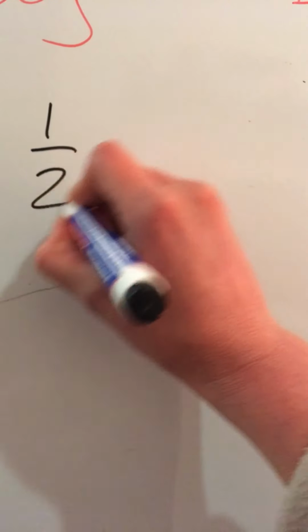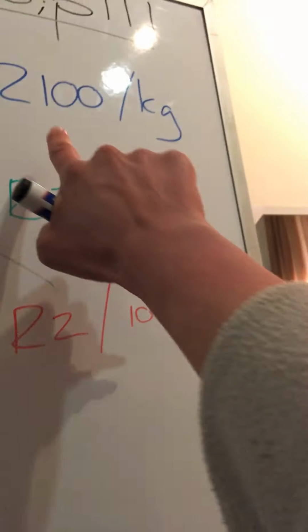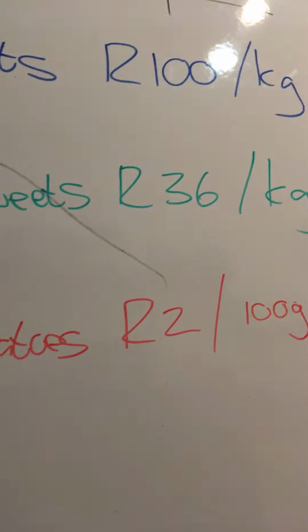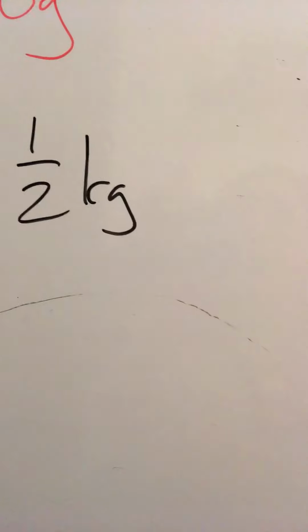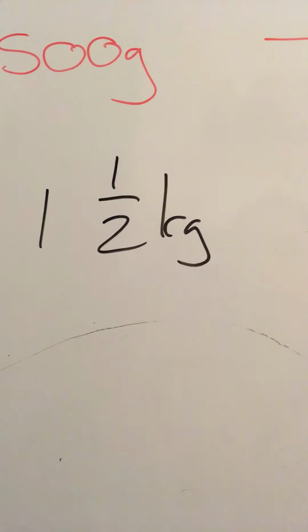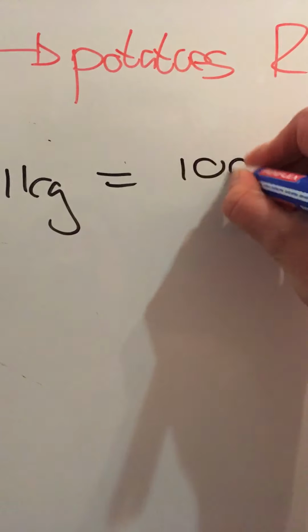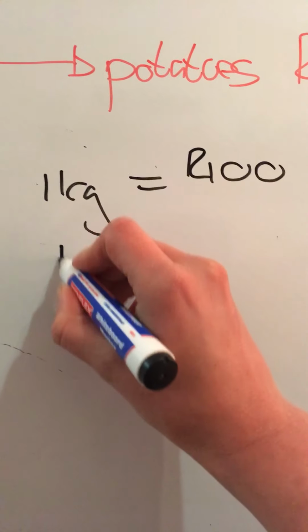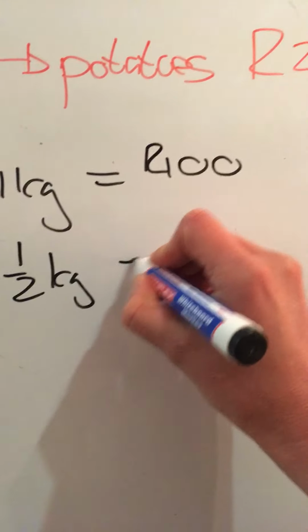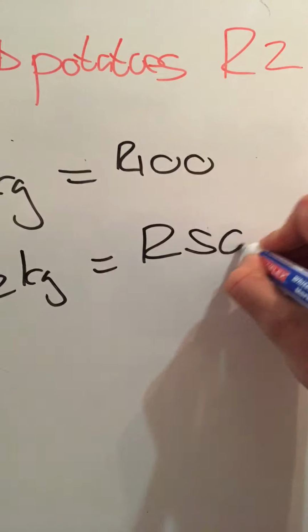So first of all, let's see. We bought 1.5 kilos at 100 Rand per kilogram. So that means that 1 kilo costs 100 Rand. So how much would then half a kilo cost? If 1 kilo equals 100 Rand, then obviously half a kilo would only be 50 Rand.